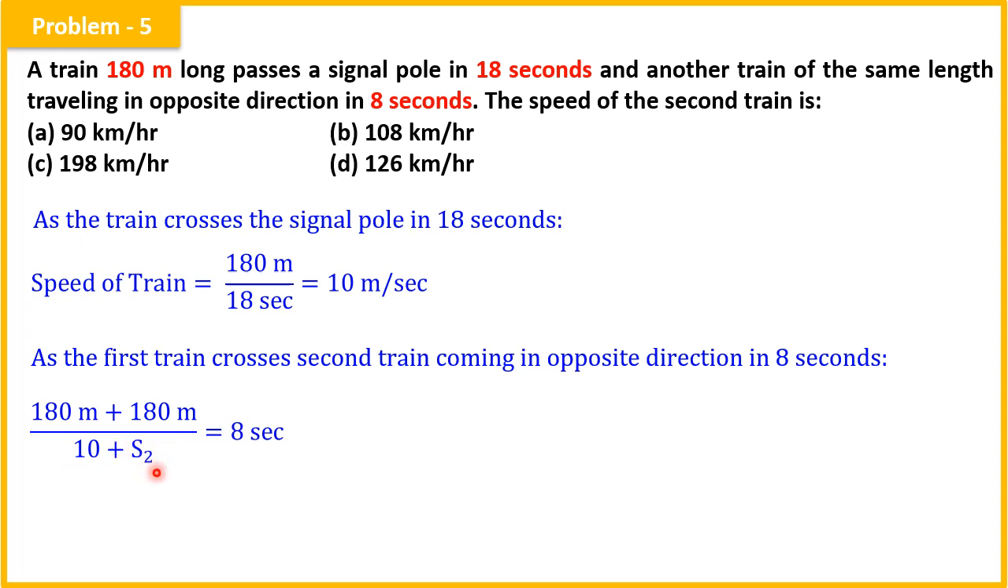I will do addition of their speed because they are coming in opposite direction, and the time required is 8 seconds. So length of train 1 plus length of train 2 divided by relative speed is the time taken to cross, that is 8 seconds. Solving this particular equation, the speed of second train comes out to be 35 meter per second. Multiplying it with 18 by 5, it comes out to be 126 kilometer per hour. Option D is the right answer.